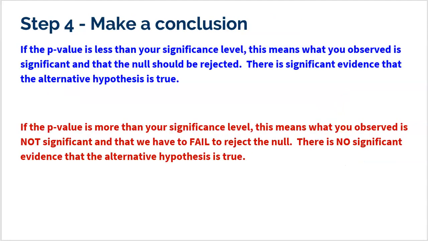Then we have to make a conclusion. And my goodness, by now, I hope that this is very simple to understand. If the p-value is less than your significance level, remember your significance level is your alpha, which is typically 1% or 5%.